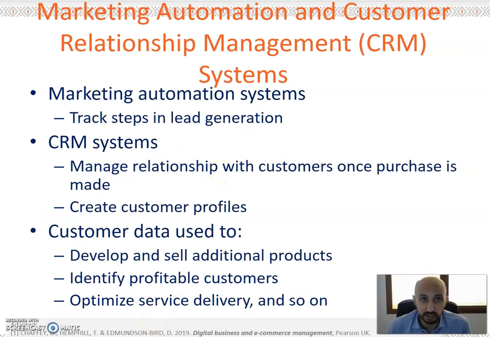Marketing automation and customer relationship management systems. We work over the internet with the tracked steps of lead generation to a marketing automation system. A CRM system is to manage the relationship between the customer and the merchant, or the company and the customer, once a purchase is made. It creates a profile for each customer, and the customer data is developed to select additional products, identify profitability for customers, and optimize services and delivery, and so on.